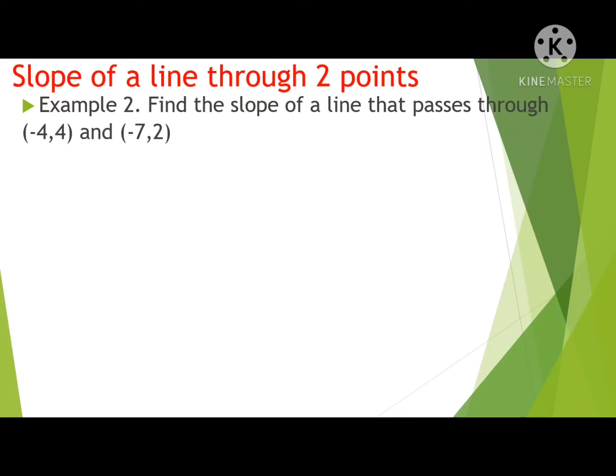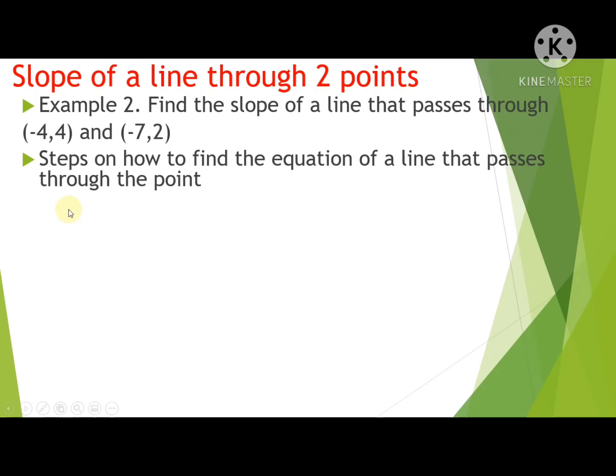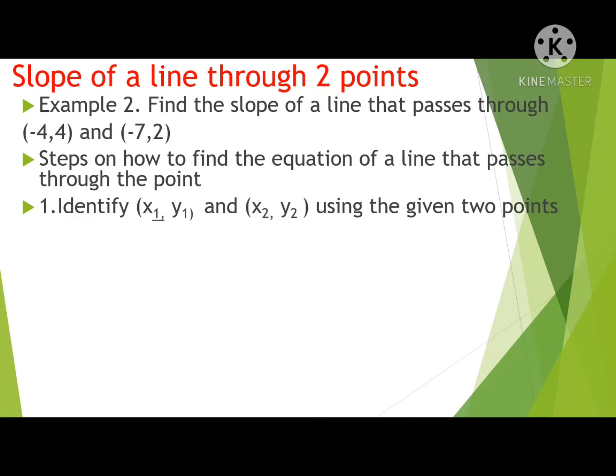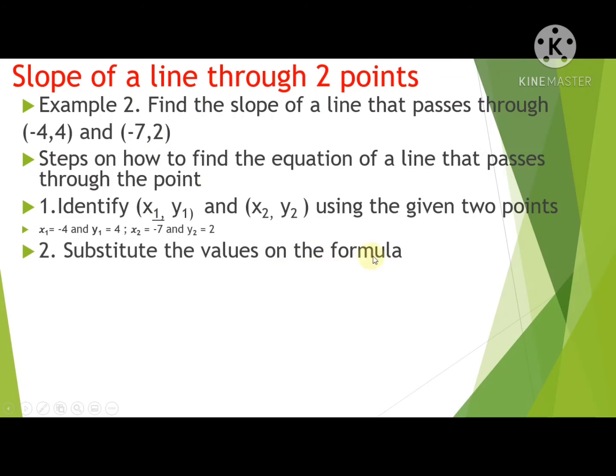Number 2 examples. Find the slope of a line that passes through two given points, negative 4, 4, and negative 7, 2. Applying the steps on how to find the equation of a line, identify first the x sub 1, y sub 1, x sub 2, y sub 2 using the given two points. So our x sub 1 is negative 4, our y sub 1 is 4, x sub 2 is negative 7, y sub 2 is 2. So substitute the values in the formula of the slope.